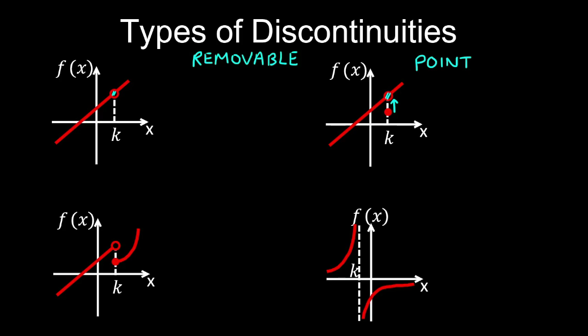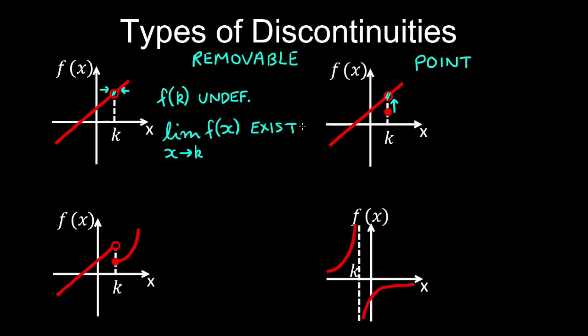So for the removable discontinuity, f of k is undefined. But the limit as x approaches k from both sides is equal, and therefore the limit exists. Now for the point discontinuity, we can see that f of k is defined, and the limit as x approaches k from both sides is the same, so that also exists. But for a point discontinuity, this limit is not equal to f of k.